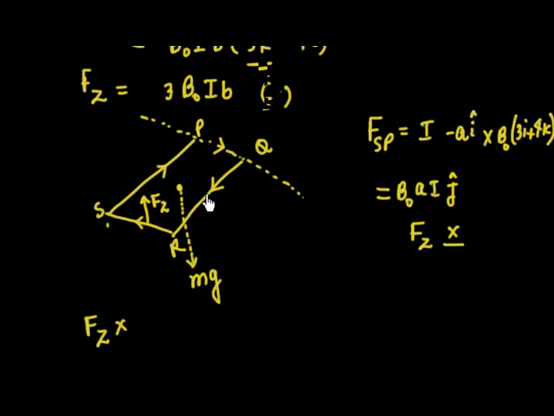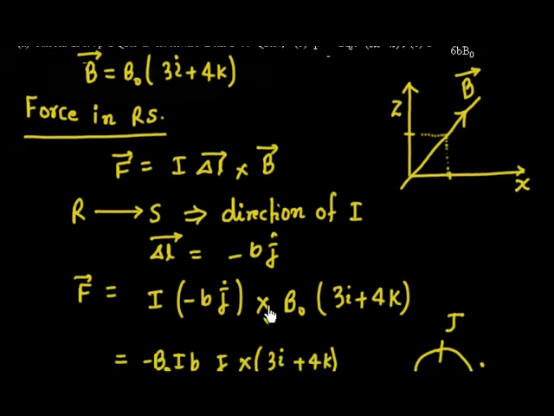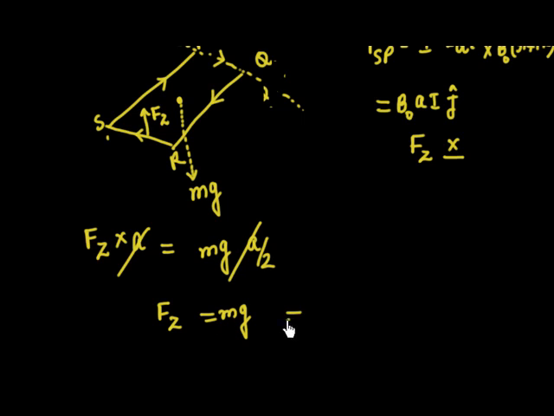So this distance is a, as I remember. Let us check whether this distance is a or not. This distance is a. So Fz into a is equal to mg into a by 2. So you can cancel out a. So what will you have? You will have Fz is equal to mg by 2. So from here you can calculate m. So m is nothing but Fz by g.